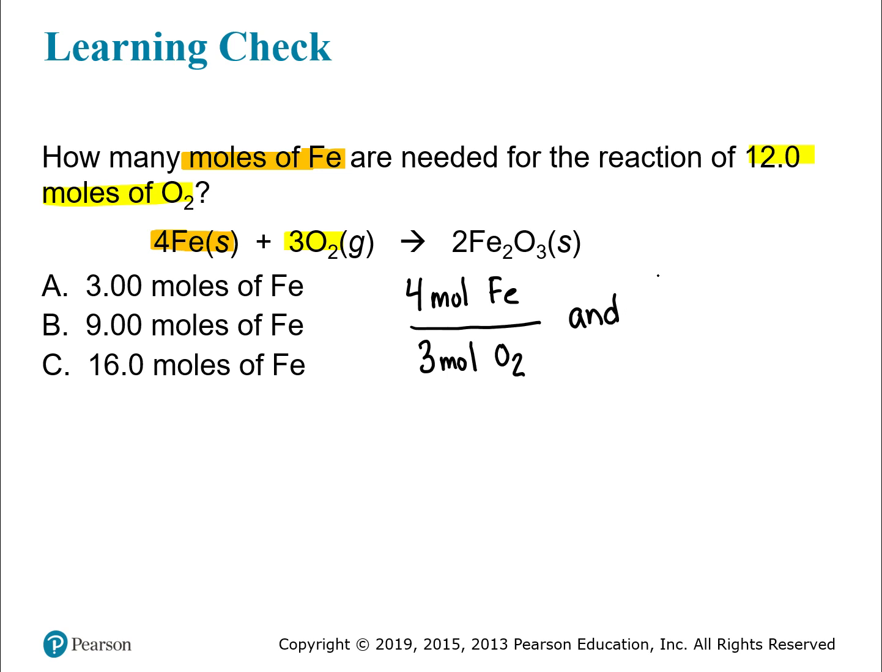The second one is just the reciprocal. So you flip it upside down. Put the 3 moles of oxygen on top and the 4 moles of iron on the bottom. Then we start to set up the equation. We're starting with 12.0 moles of oxygen gas.